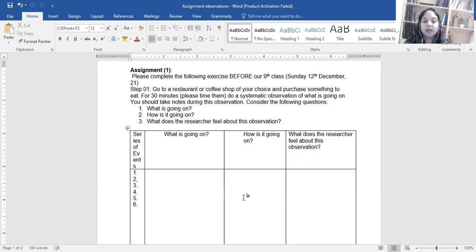Are they running outside of the boundaries, or around the benches or tables, or are they running in front of the counter but not coming towards the tables? So how is it going on? And then, what are you feeling?